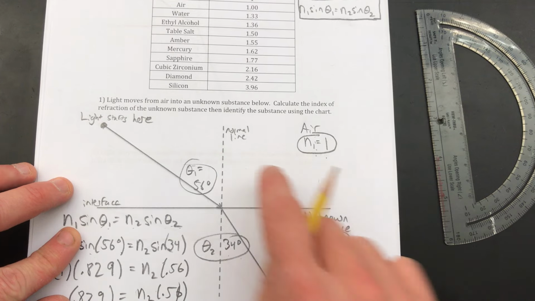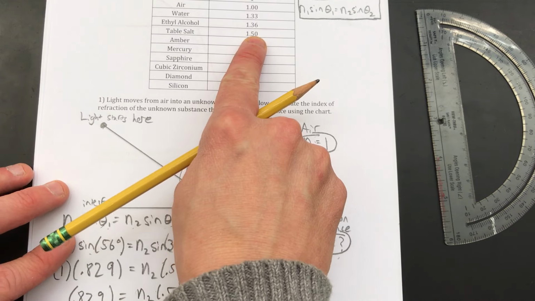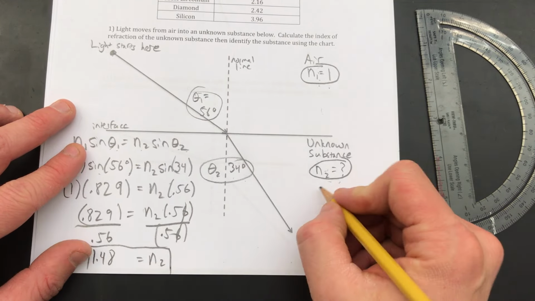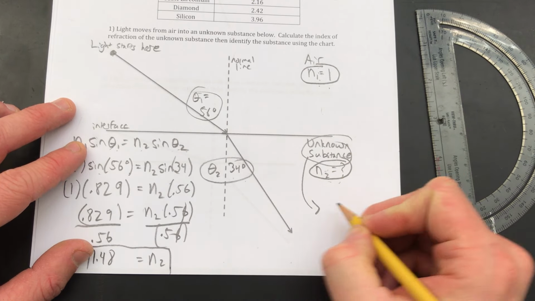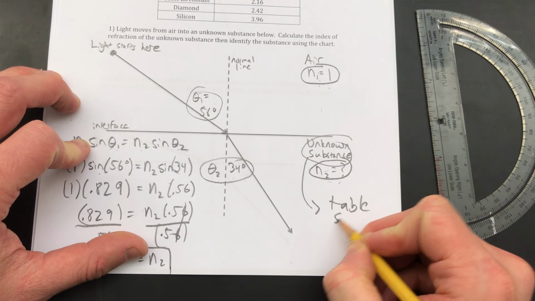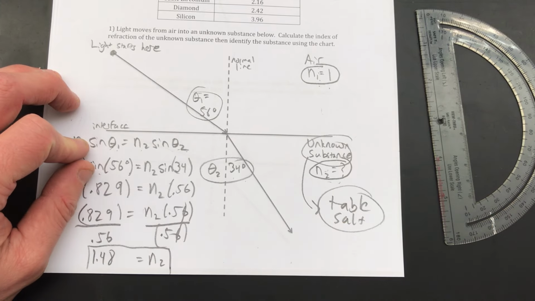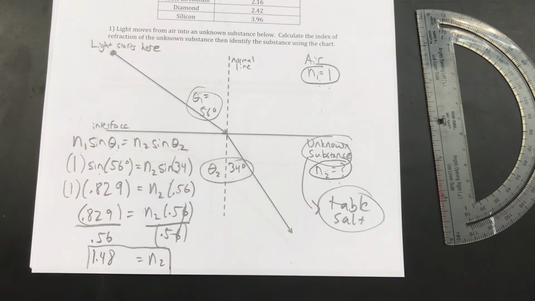Now, that number might not be exactly on the chart, but match it with the number that is closest. Looks like table salt is my closest number to 1.48. So I'm going to say that my unknown substance is table salt. And then once I've identified that, I've solved my problem. That's how you do it.